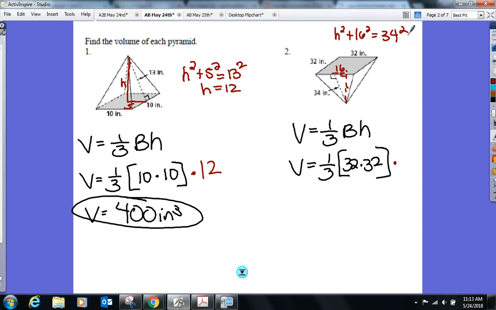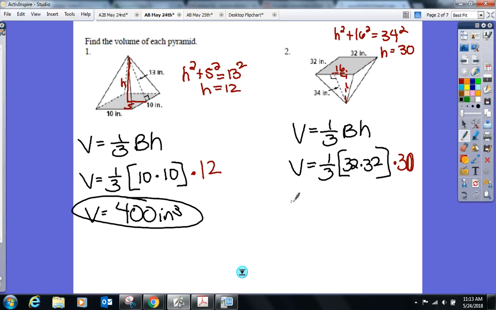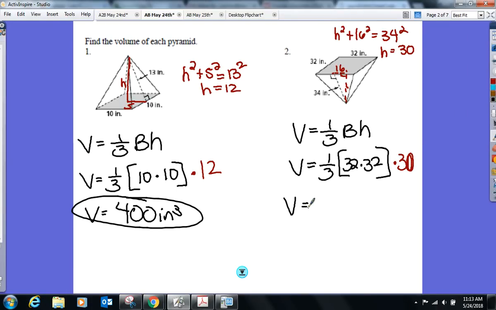Got the height? Not really relying on the numbers today. Got the height? 30, yep. Nice whole number here, 10,240 cubic inches.